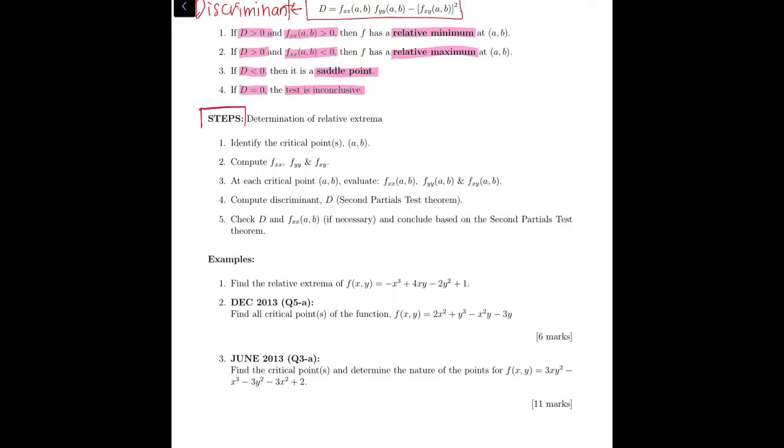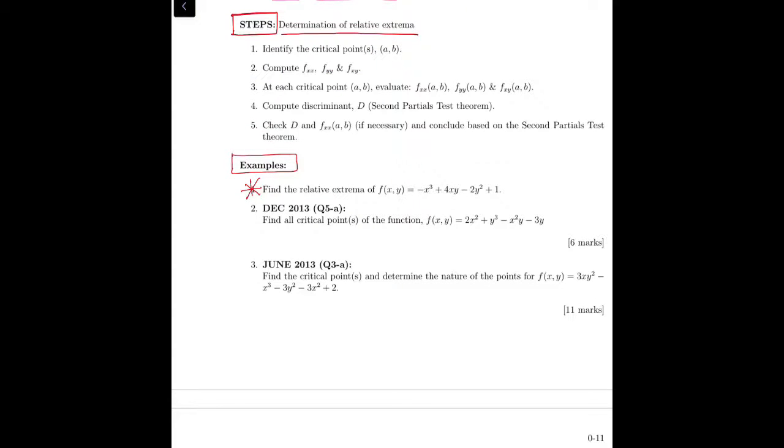So we have steps here for how to determine the relative extrema, and to show these steps, I will choose example number 1. The question is, find the relative extrema of f(x, y) equal to minus x cubed plus 4xy minus 2y squared plus 1. In order to solve this question, step number 1, identify the critical points (a, b). This step was already shown in the previous video.